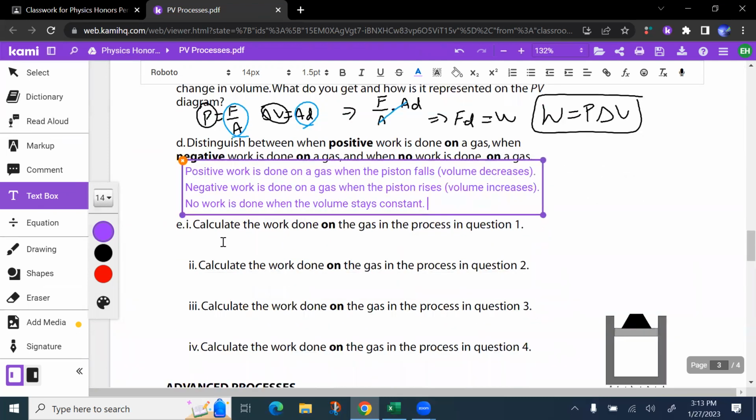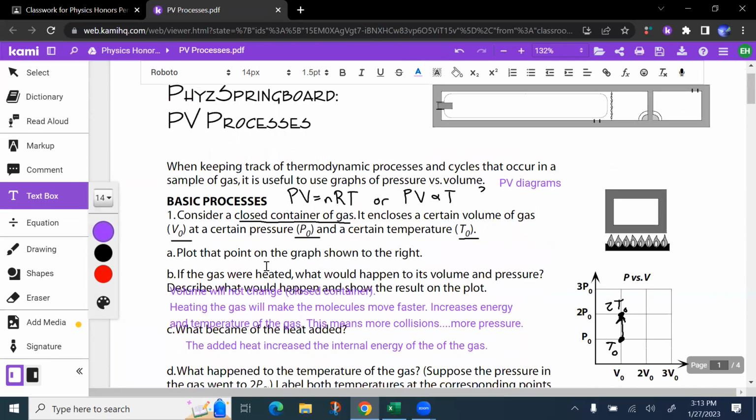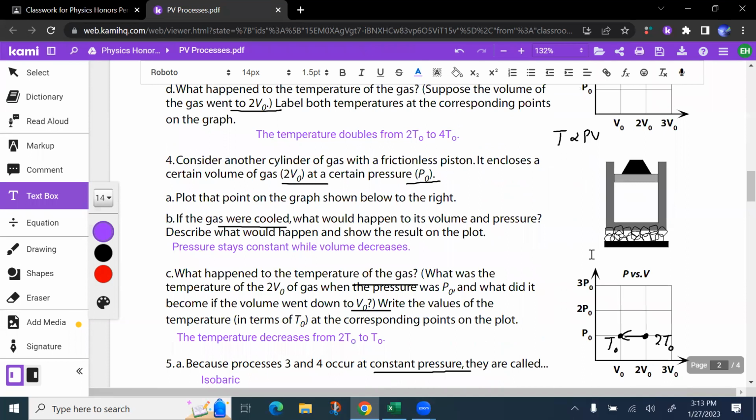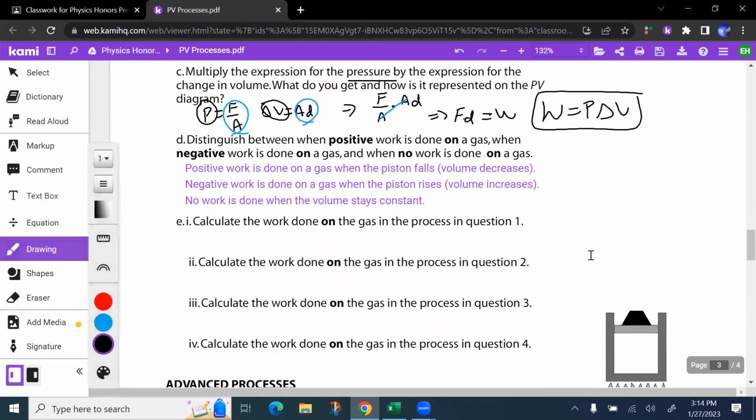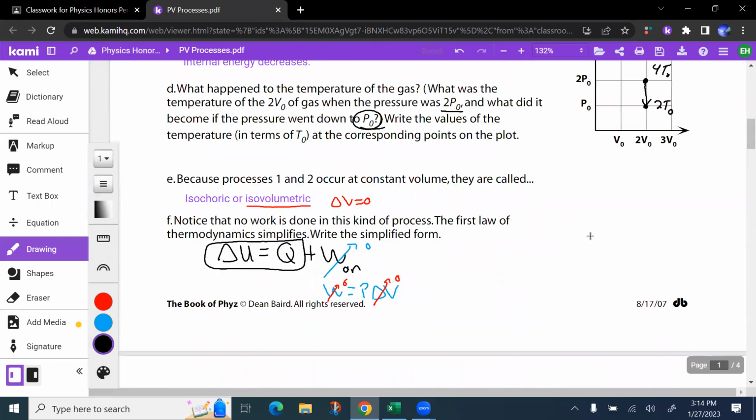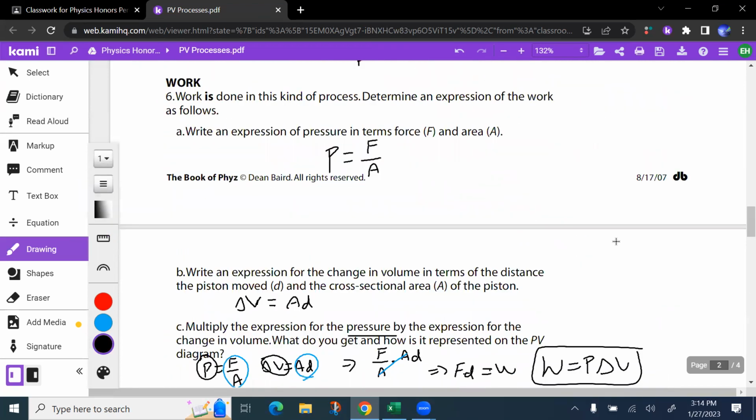Okay, so we're going to calculate the amount of work done. So for process one, go back to question one. How much work is done in this process? Well, you can see there's no change in volume. So since there's no change in volume, the work for process one is equal to 0. Now how about question two? Same concept, also no change in volume. So for question two, there is no work done.